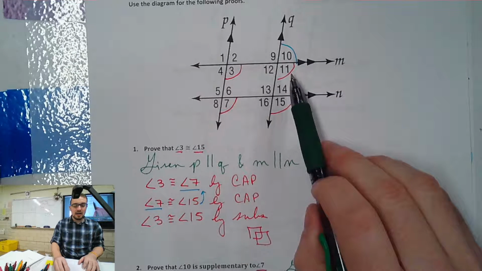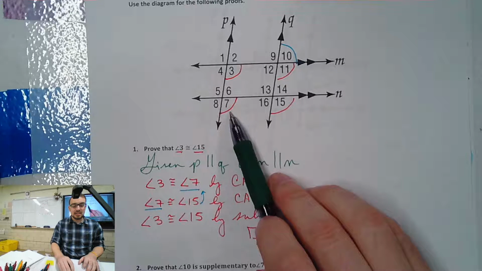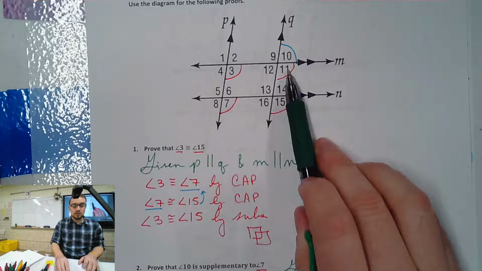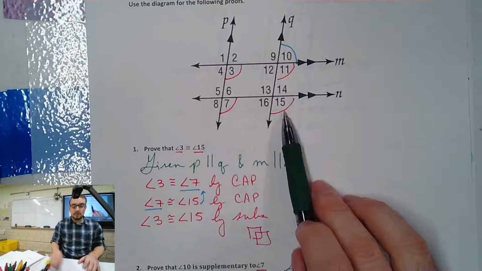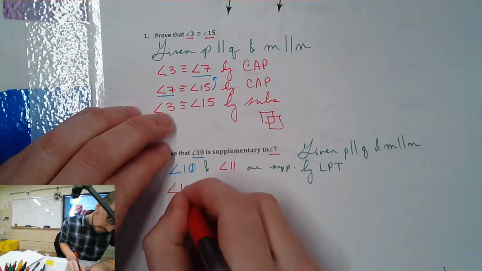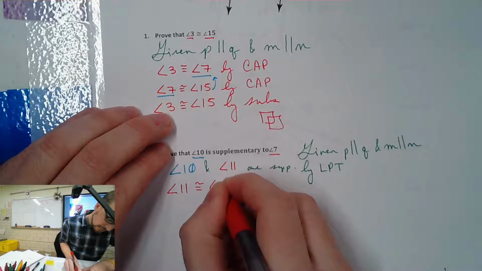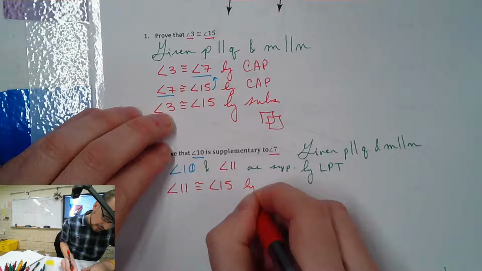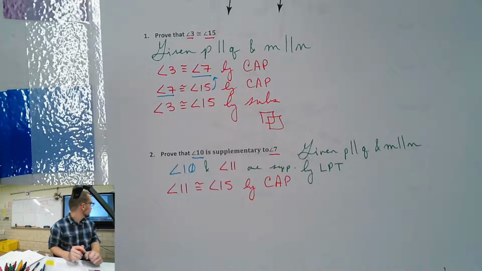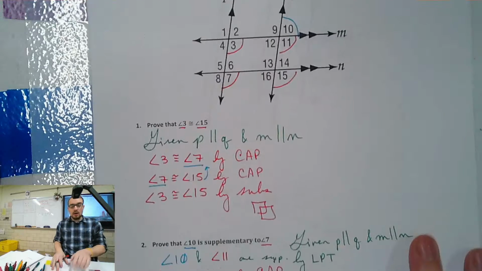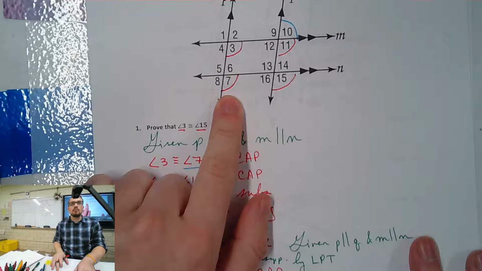What do we know about 11? We're trying to get it to 7. It's corresponding with 15. So we know angle 11 is congruent to angle 15 by corresponding angles postulate. All right. And we know what about 15 and 7? They're also congruent.